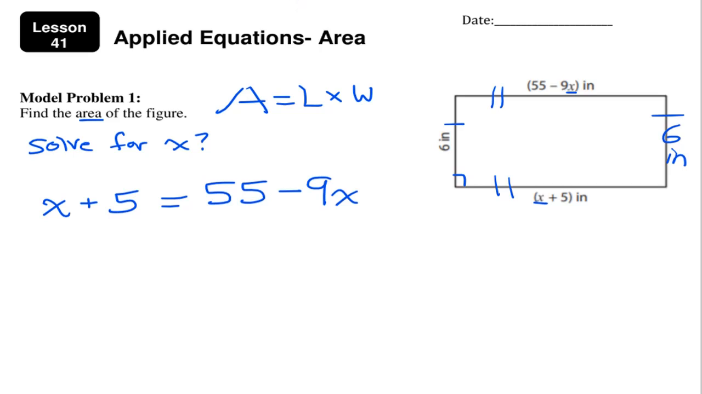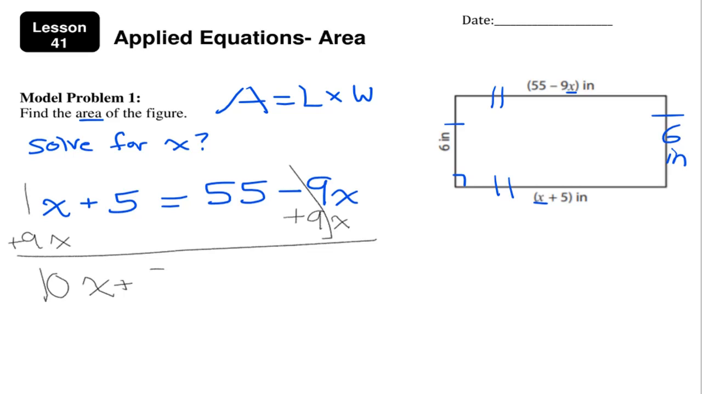Alright, this I think we might be able to solve. Let's try it. I'm noticing right away nothing to simplify on either side, but I have split variables. I have variable on this side, I have variable on this side, so I've got to get them together. So let's do that. I'm going to move this guy over, and let's see what I end up with. I get 10x plus 5 equals 55.